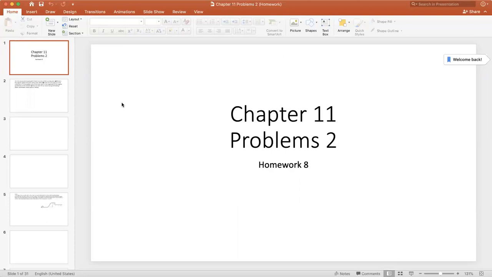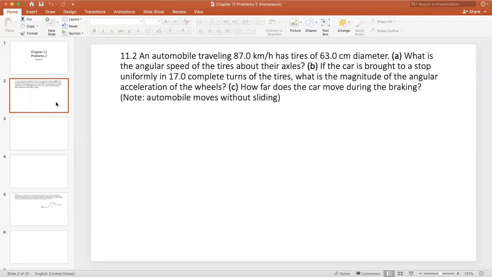The first problem in Chapter 11 was, we have an automobile traveling at 87 kilometers per hour. Note that's not meters per second, that's kilometers per hour. And the tires have a diameter of 63 centimeters. Again, diameter, not radius. We're going to need to convert that into meters per second and into a radius in meters. We'll talk about that in a minute.